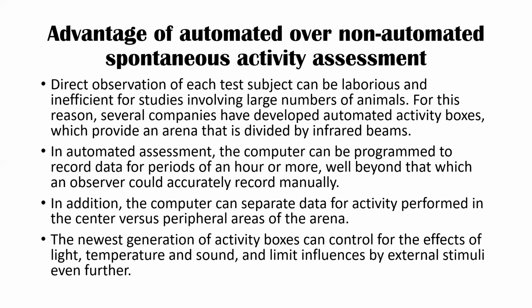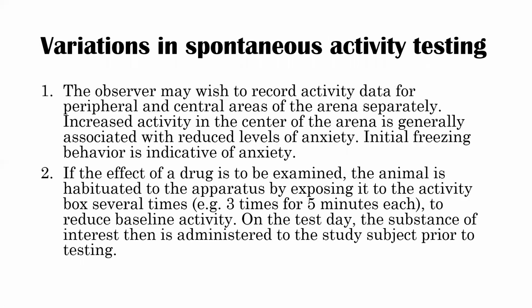Number 3, the computer can separate data for activity performed in the center versus peripheral areas of the arena. That means that you can have separate data for the movement made by the mice in the horizontal axis and vertical axis, which gives it another edge. And number 4, the newest generation of activity boxes can control for the effects of light, temperature, and sound, and limit influences by external stimuli even further, as I have mentioned earlier.